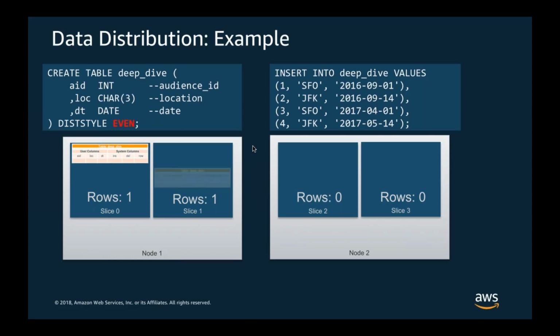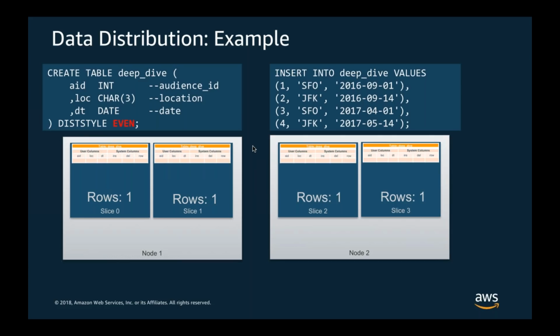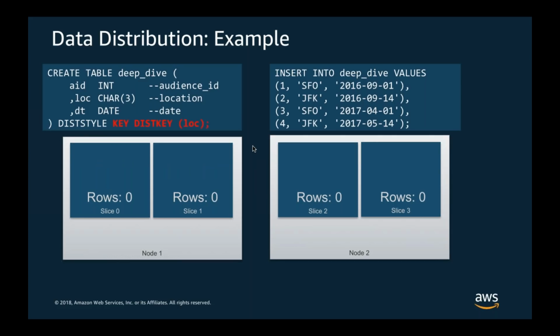Now let's look at the other distribution style, which is a key-based distribution, right? This is where you say when you create the table, you want a key-based distribution style, and you actually nominate a particular column on which the distribution needs to happen, right? So in this case, you're saying that it's based on the location column.